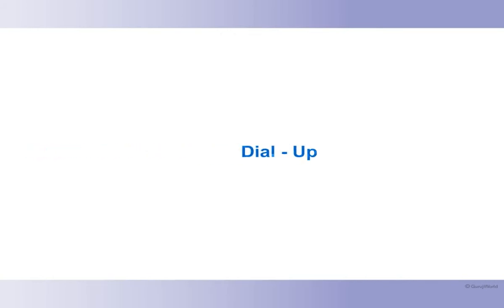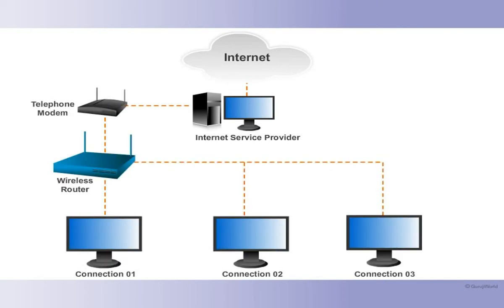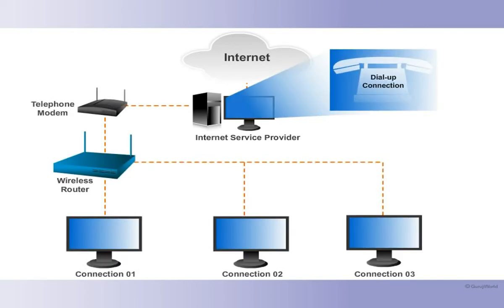Dial-up. If your computer has a telephone modem and your ISP offers dial-up access, you can physically connect the computer to a telephone socket by using a standard telephone cord. The modem establishes a connection to the ISP through your telephone line by placing a phone call. The connection is active only for the duration of the phone call.